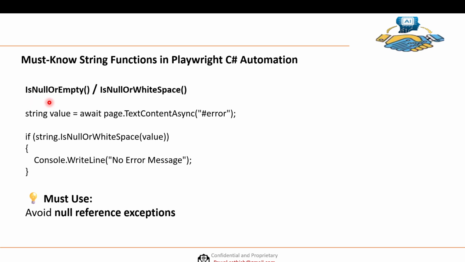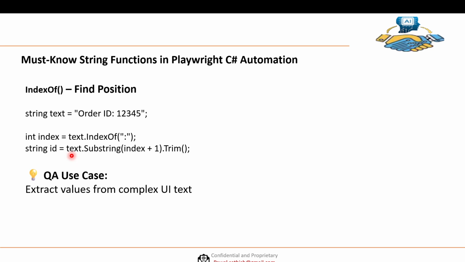Then next is IsNullOrEmpty or IsNullOrWhiteSpace. This is also an important function in Playwright with C sharp. Okay, so here we can compare if the condition is true, string dot IsNullOrWhiteSpace and the value. Okay, and then if the condition becomes true, the if block will execute. Okay, it will avoid the null reference exception.